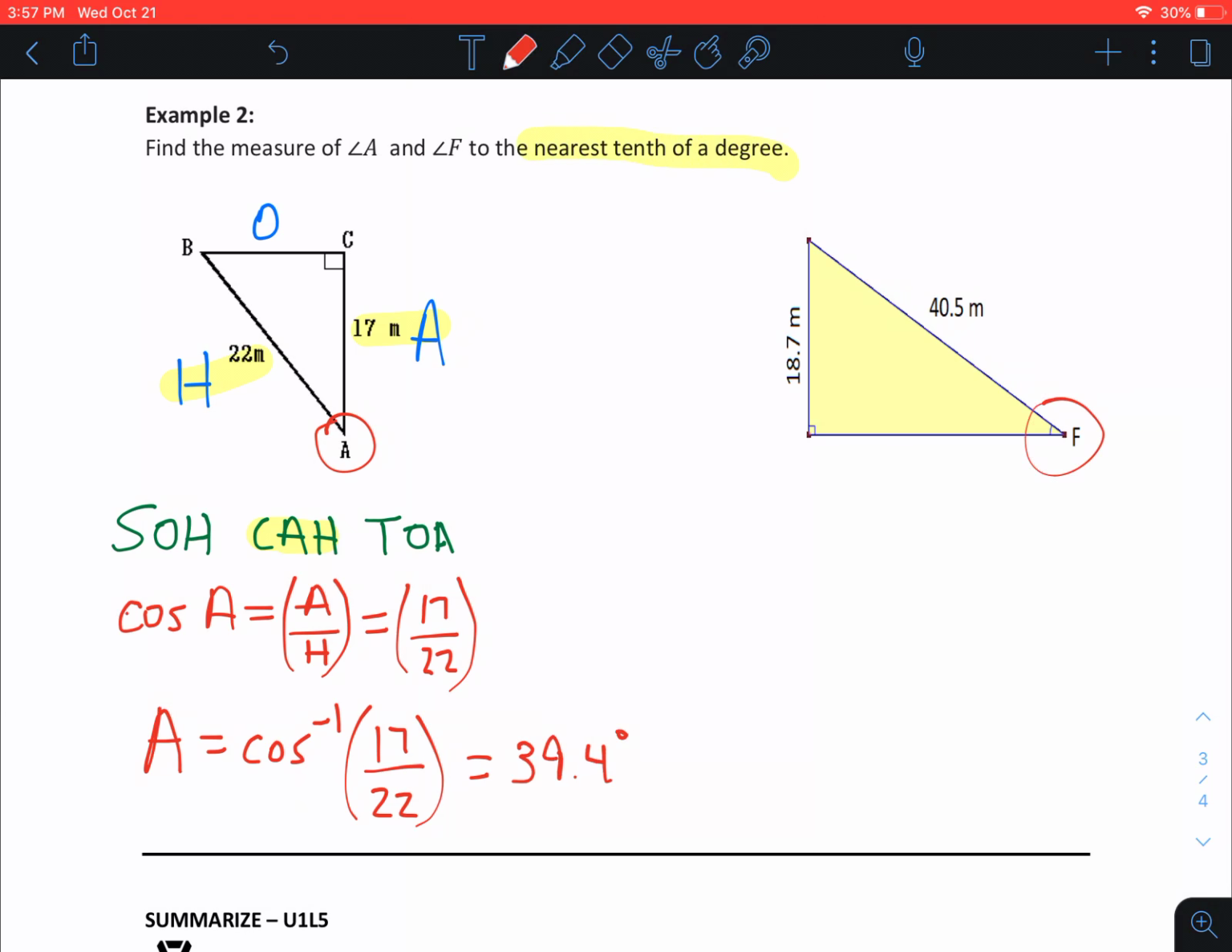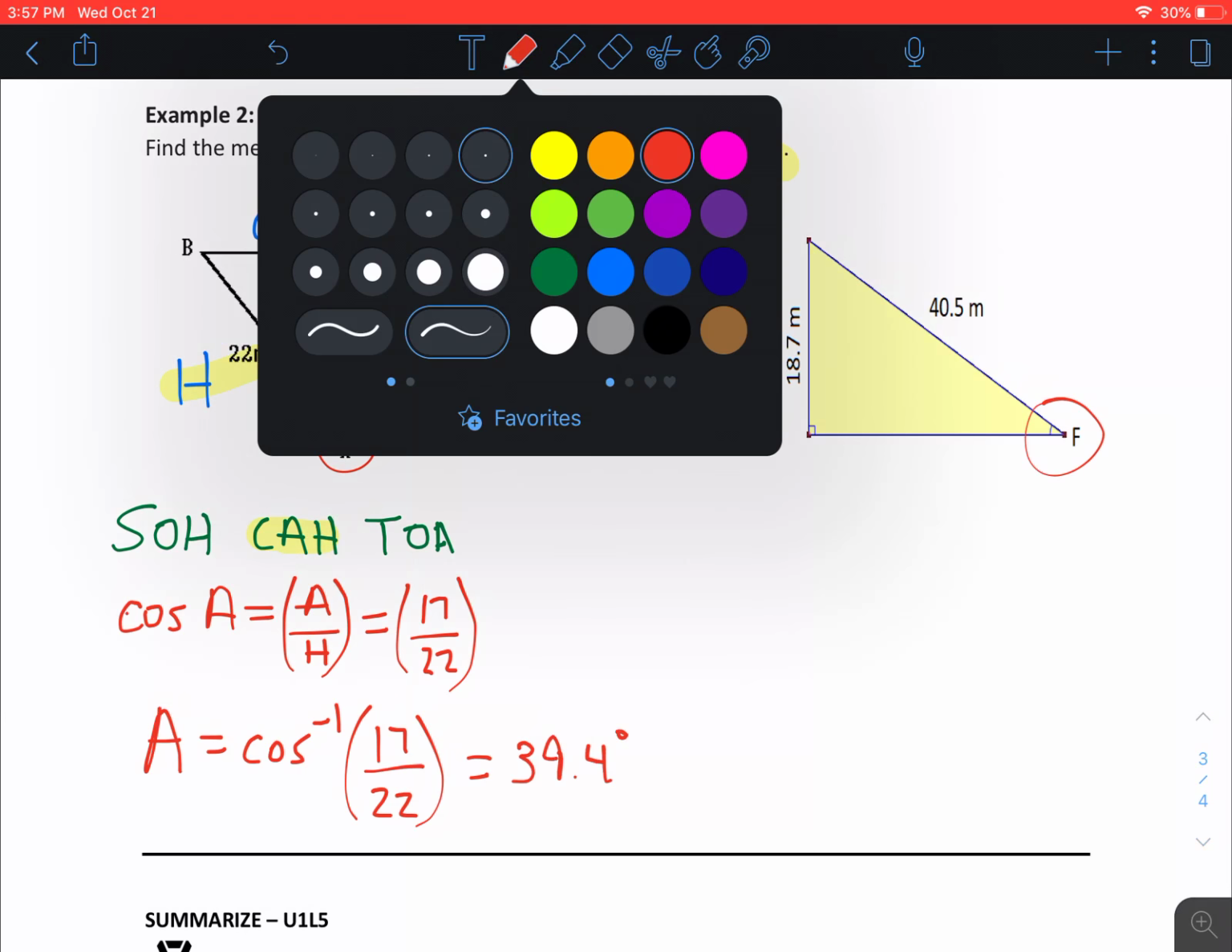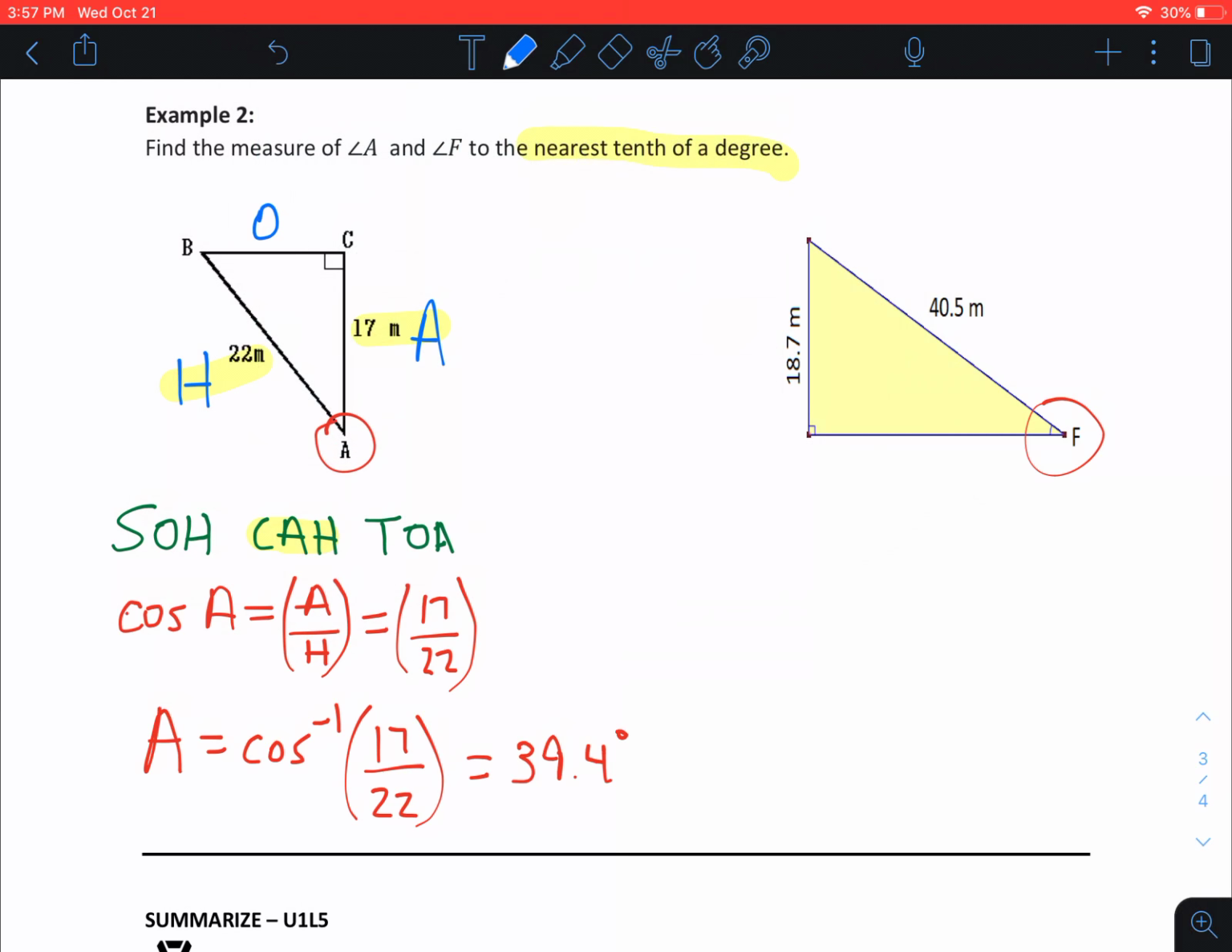Okay, let's take a look here at the other triangle, and they're asking us to solve for angle F. So I'm going to label my triangle correctly relative to angle F. So if I go across from angle F, I have my opposite side. Across from the 90-degree angle, I have the hypotenuse, and this is the adjacent.